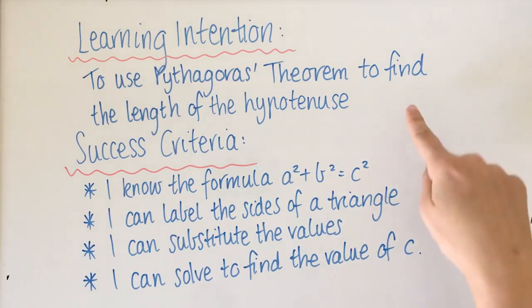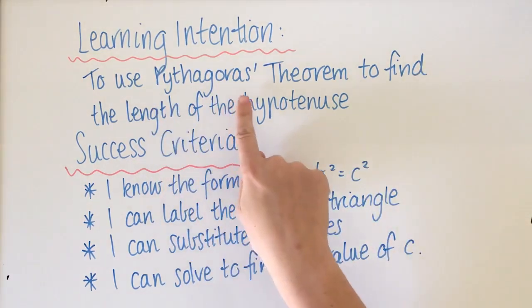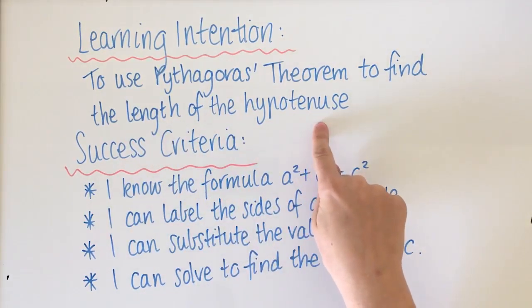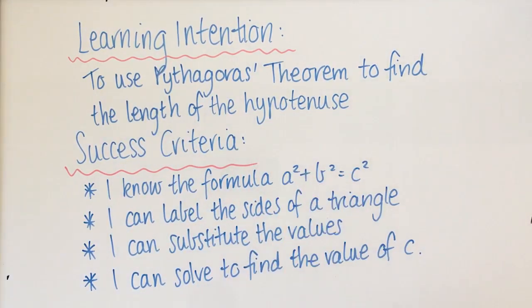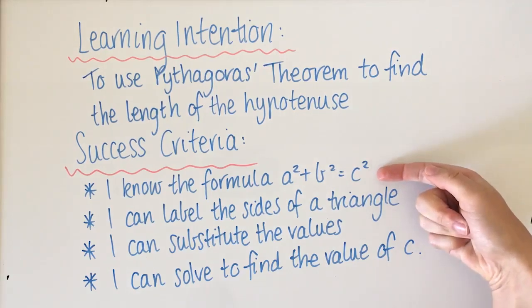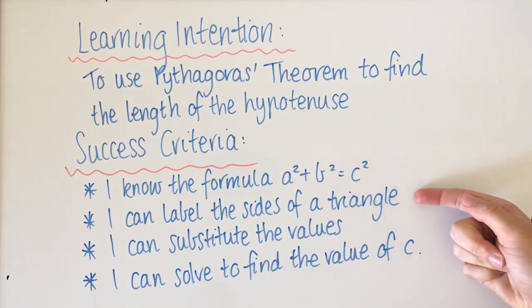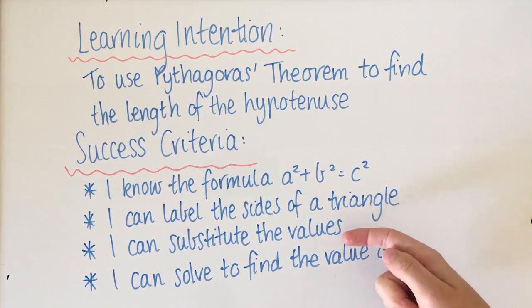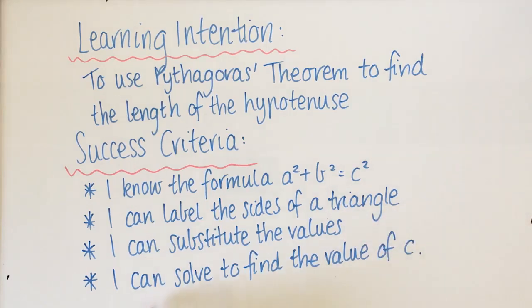Okay, so our learning intention today is, as I said, to use Pythagoras Theorem to find the length of the hypotenuse, specifically the hypotenuse. The success criteria is that you know the formula, you can label the sides of a triangle according to the formula, you can then substitute the values, so substitute the numbers in for the letters or the pronumerals, and then you need to be able to solve that equation to find the value of C, because as we know, C is the value of the hypotenuse.